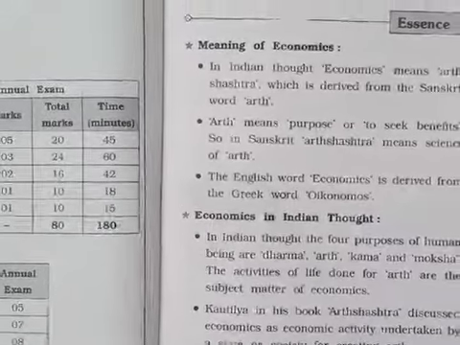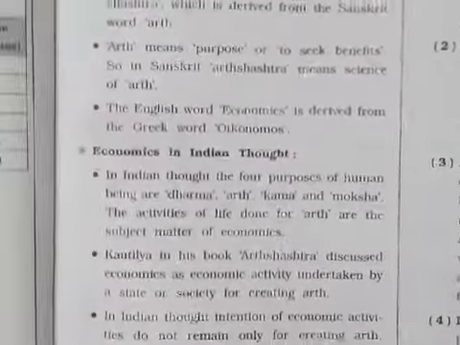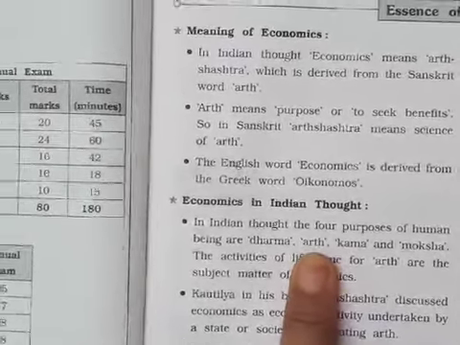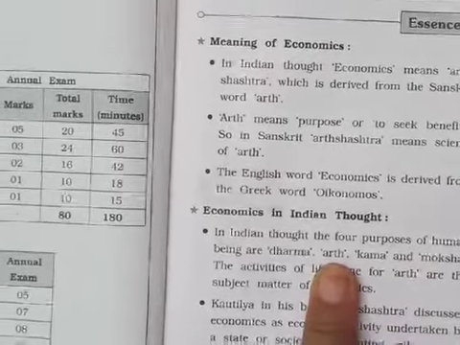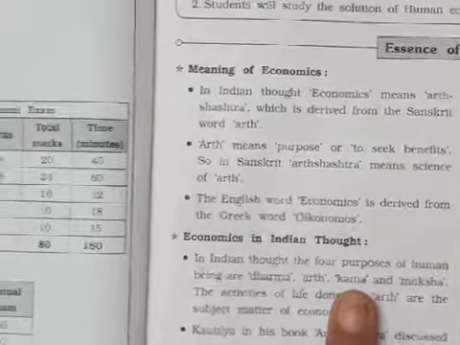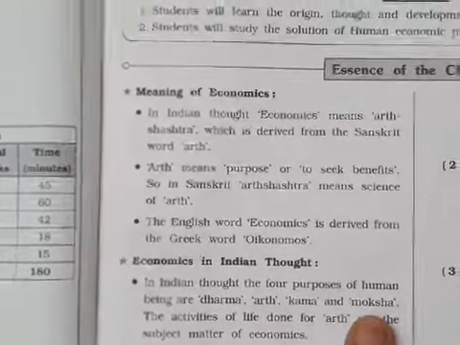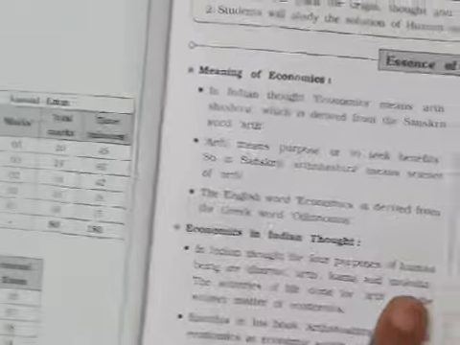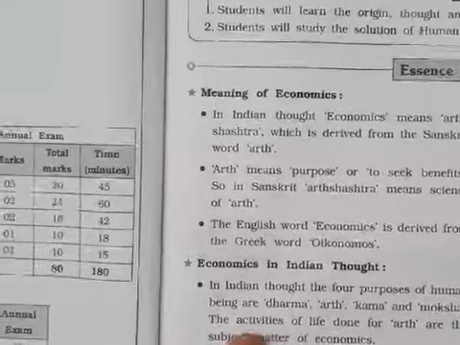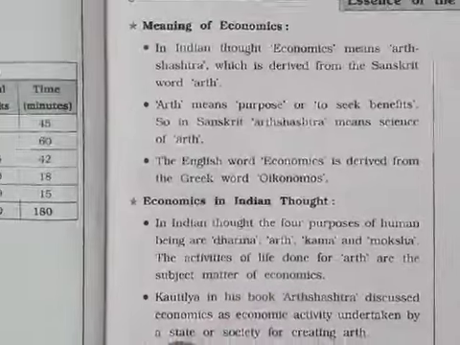Economics in Indian thought. In Indian thought, the four purposes of human beings are Dharma. Dharma means the religion which we follow. Artha. Just now I told you some activities which we are doing with the purpose to get benefit. Karma. Karma means the work you are doing for making profit or only to serve the nation. Then after, Moksha. Moksha means liberation, that is, if you want to get rid of this life cycle, that is known as Moksha. The activities of life done for Artha are the subject matter of economics.